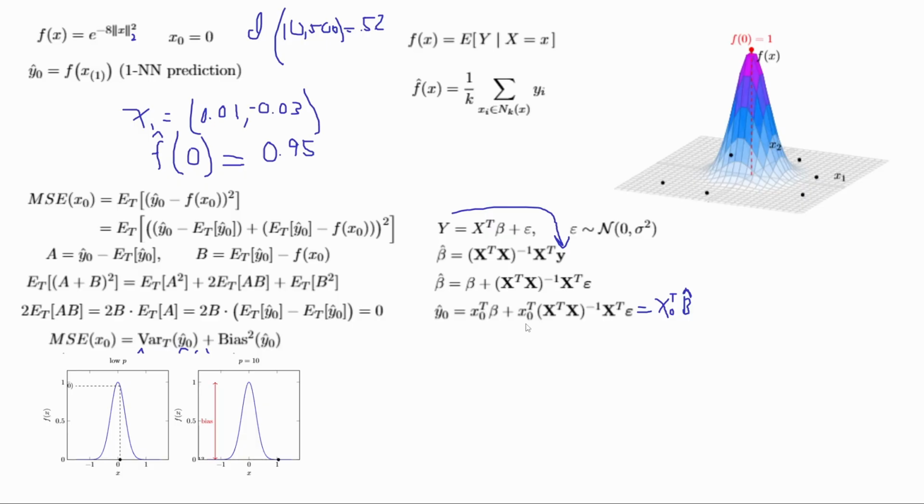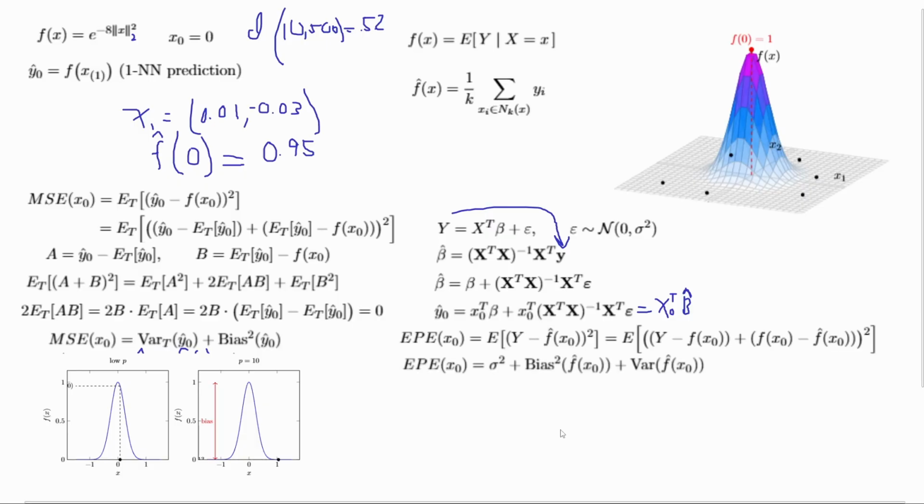So let's run the same bias variance decomposition we just ran for one nearest neighbor, but now on the expected prediction error. Okay, we evaluate this as before, and of course, since the true value is still random, we have this irreducible error term here, but this gives us the full general bias variance decomposition.